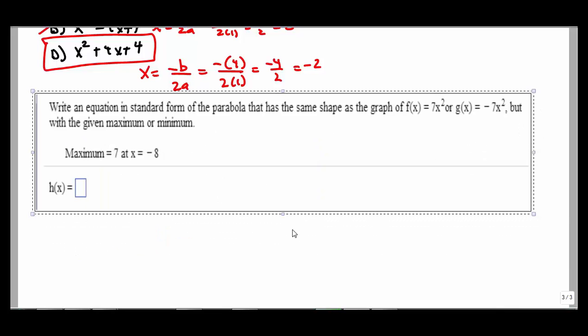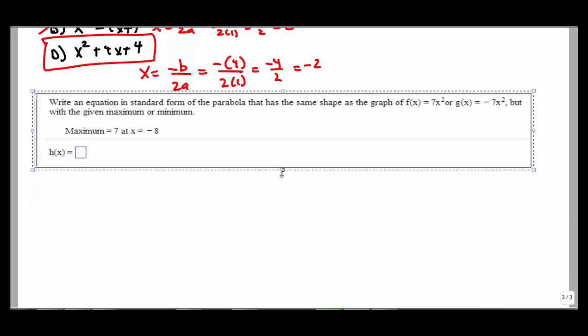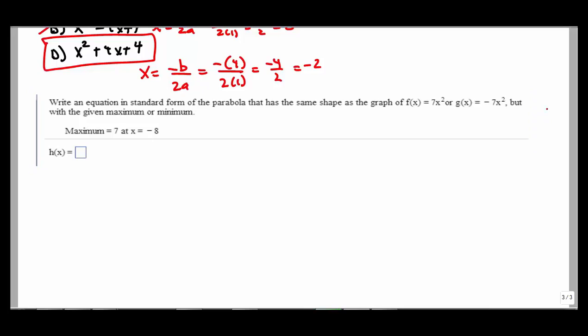Okay, so it says write an equation in standard form of the parabola that has the same shape as the graph of 7x squared or negative 7x squared, but with the given maximum or minimum. Okay, so we're looking at standard form here. We have a couple things to look at. Standard form.